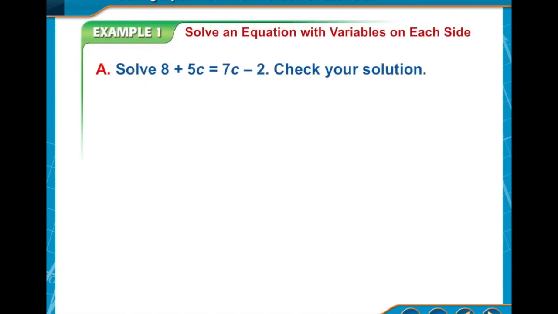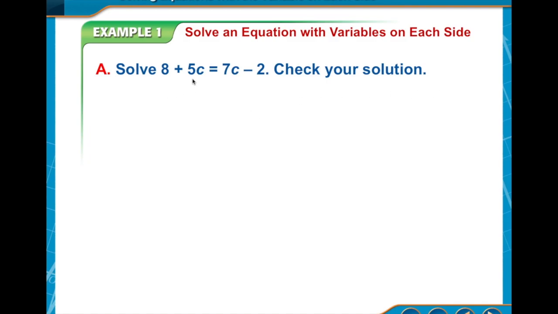So here's our first one. Our variable in this case is the letter C. Notice it's on the left and the right side of our equation. In order to solve this, we need to get all the C's together on one side of the equation. The way we do that is by combining like terms. We have to move them either to the left or to the right. Either way we can do it.